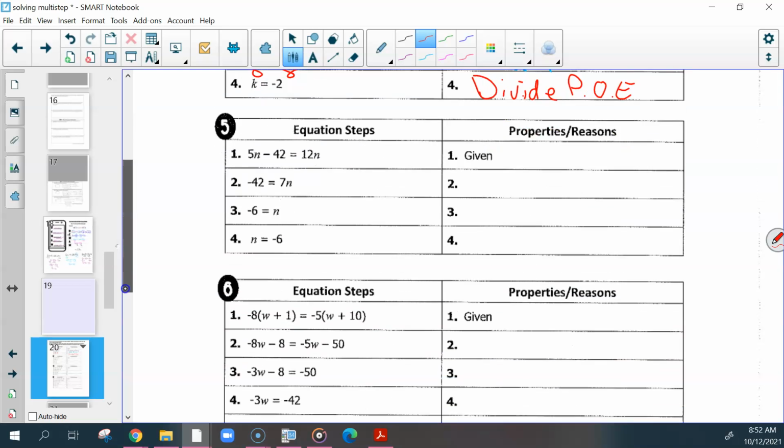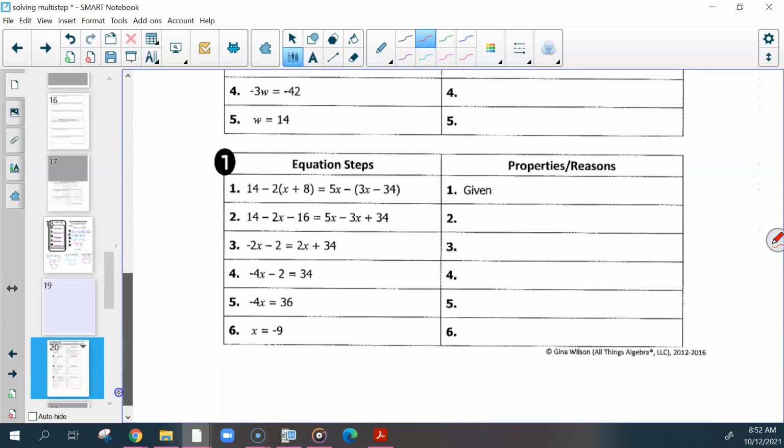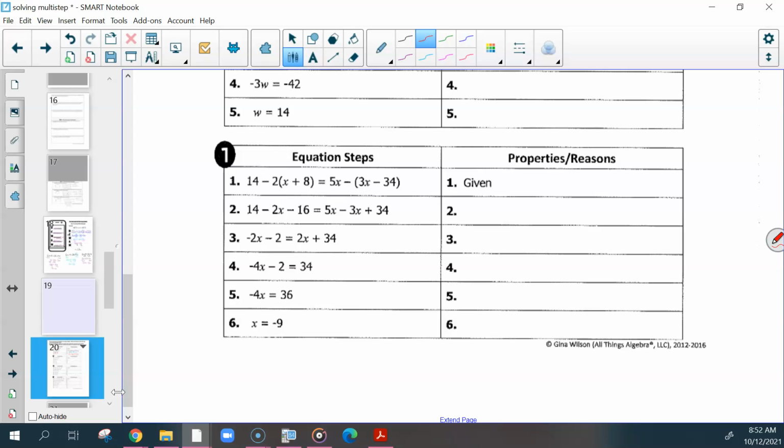We're going to skip down and go to number 7. So the first one is given. What did they do from step 1 to step 2? Distributed. There was parentheses, now they're gone. They used that distributive property.